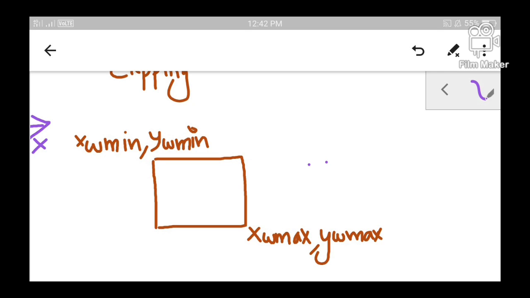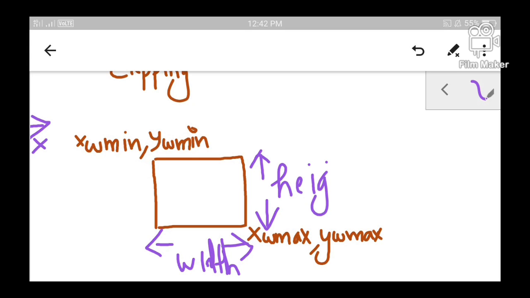One more thing. The left extreme and the right extreme, that is X minimum and X maximum values, indicate the width of the window. These 2 values indicate the width of the window. And the Y minimum and Y maximum values show the height of the window.